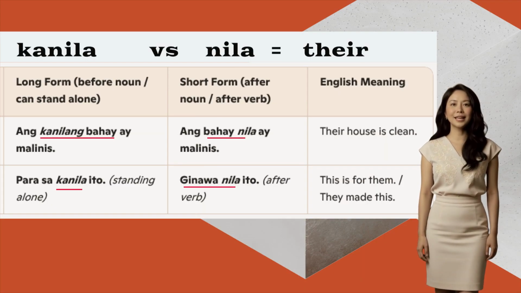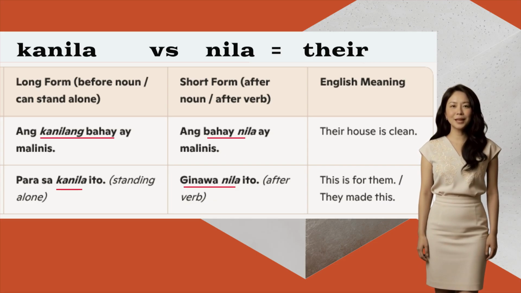Finally, we have kanila versus nila. In English, it means their. So just like the other pronoun pairs, the difference is in placement, not the meaning. So we have our example number 1 here. Ang kanilang bahay ay malinis. Ang bahay nila ay malinis. Kanila comes before the noun bahay, and nila comes after the noun bahay.